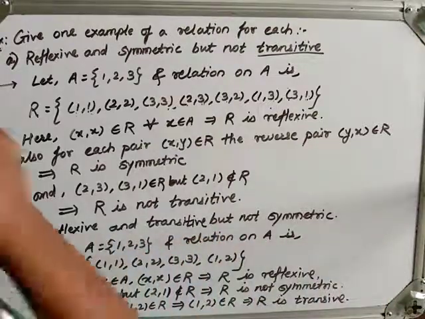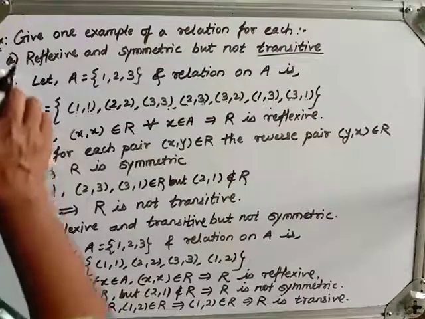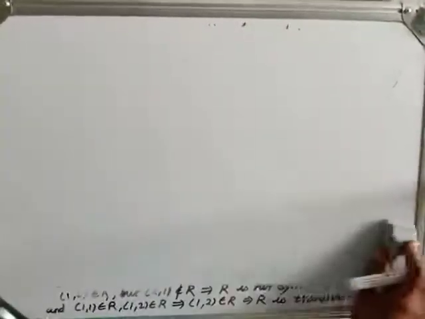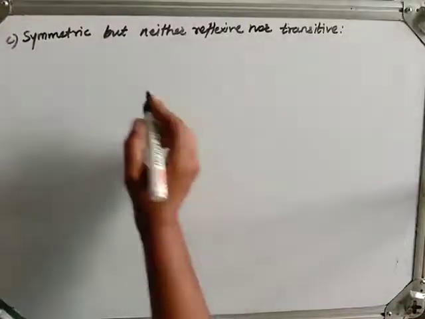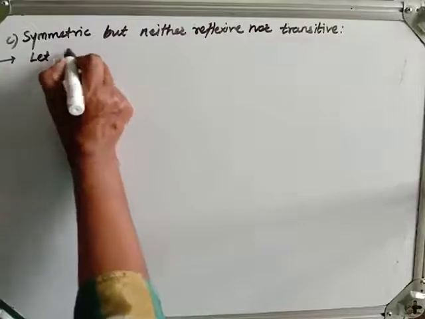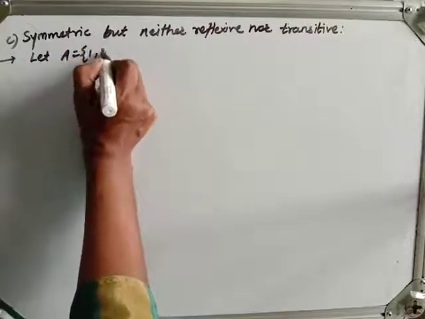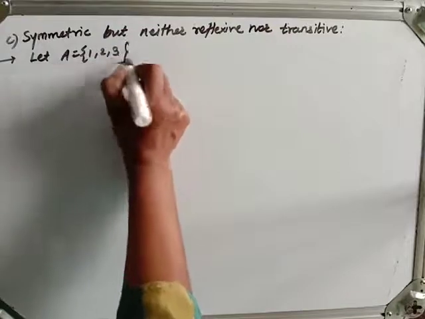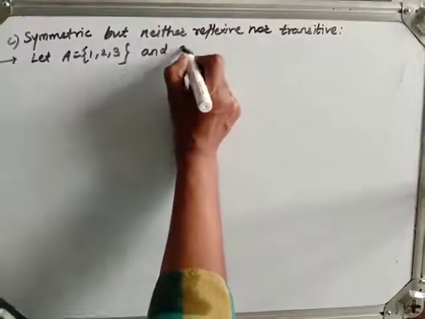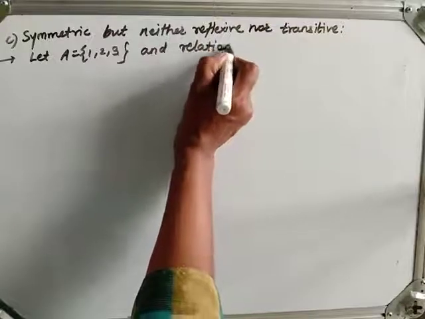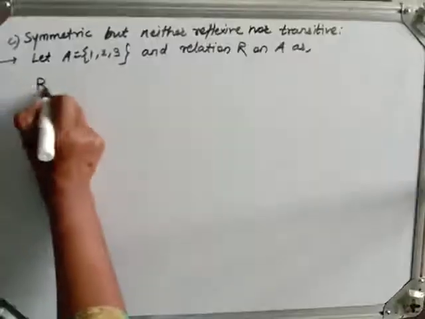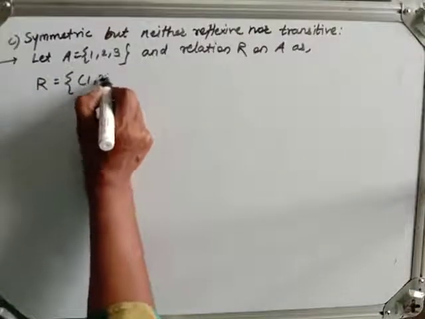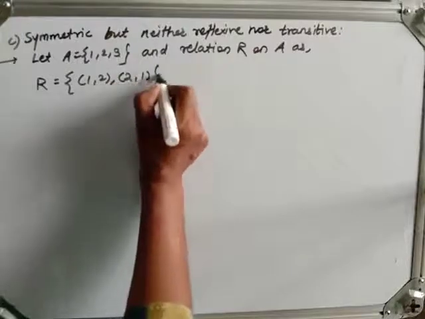Now the next condition is that the relation is symmetric but neither reflexive nor transitive. Now here again let A be the set with elements 1, 2, 3 and relation R on A as R consisting of the elements (1, 2) and (2, 1) only.